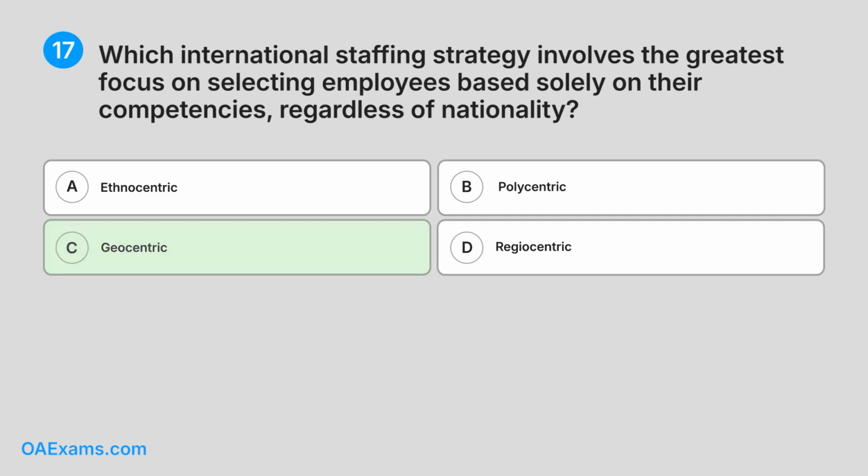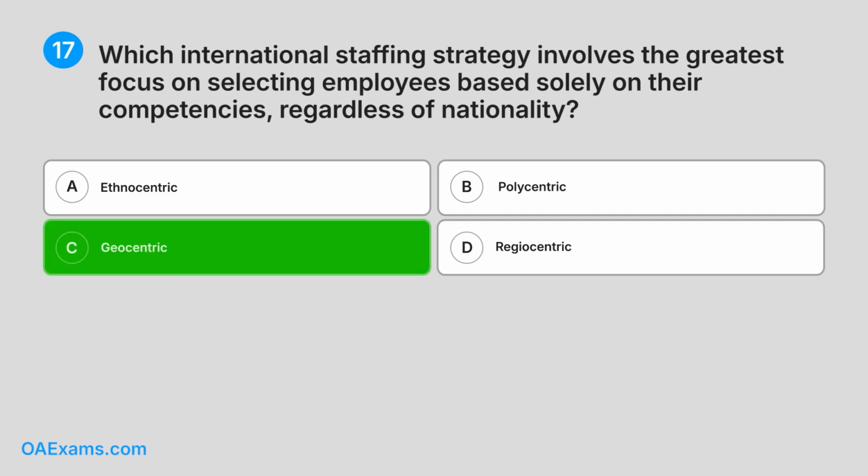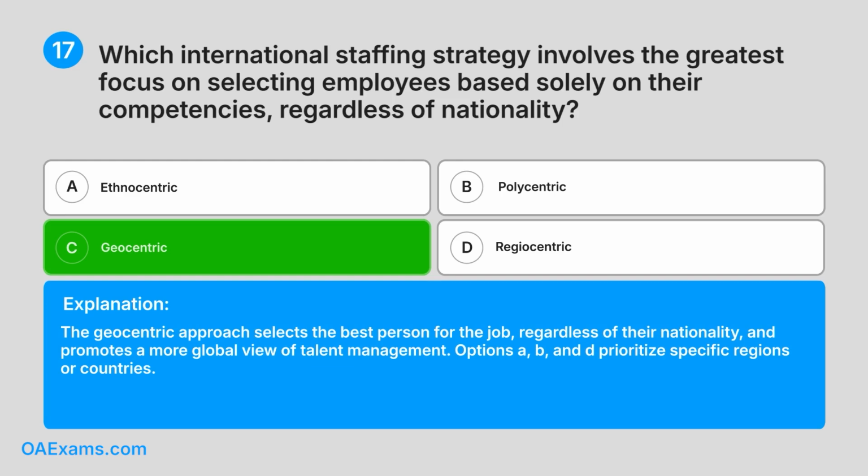Correct answer, C. Geocentric. Explanation. The geocentric approach selects the best person for the job, regardless of their nationality, and promotes a more global view of talent management. Options A, B, and D prioritize specific regions or countries.